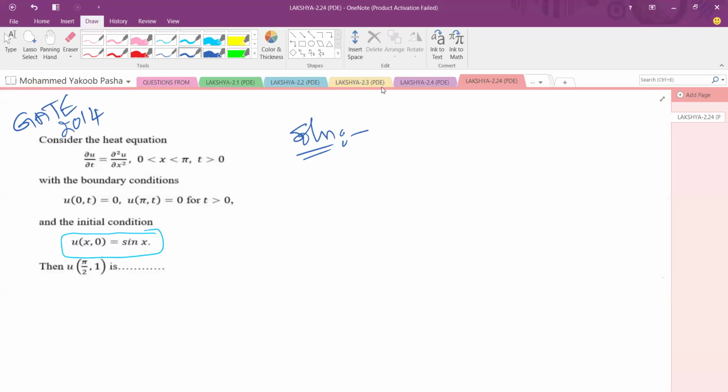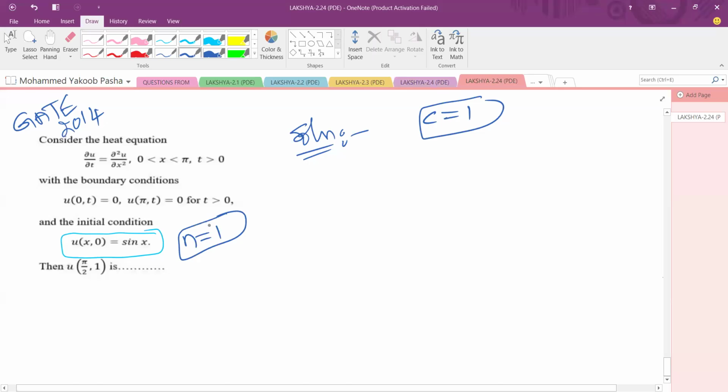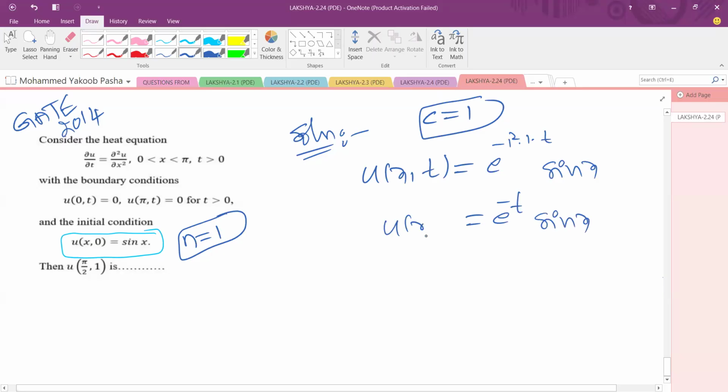Anyone? What is my C? C is equal to 1 here. First I'm writing, u(x,0) = sin x means what is my n? n is equal to 1. Now the formula is u(x,t) = e^(-n²ct) sin x, with n = 1, c = 1, so this is equal to e^(-t) sin x. This is the value of u(x,t).